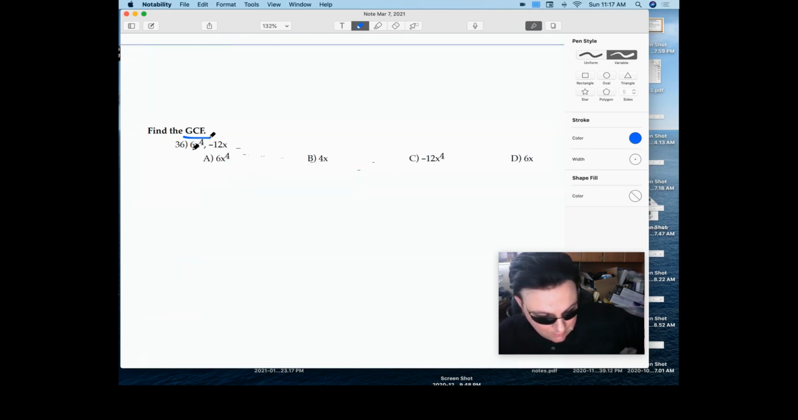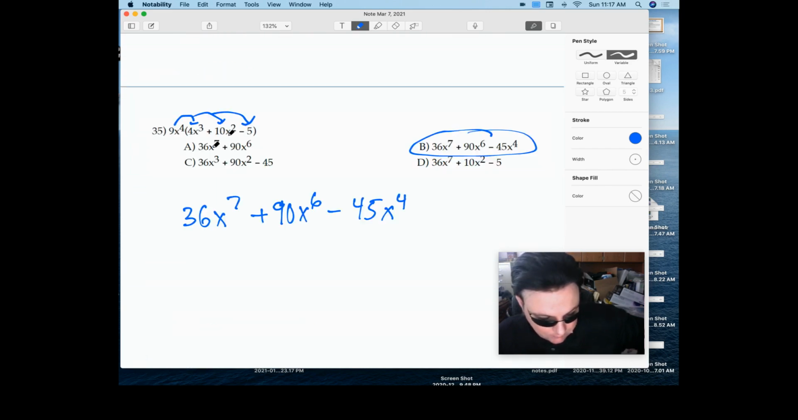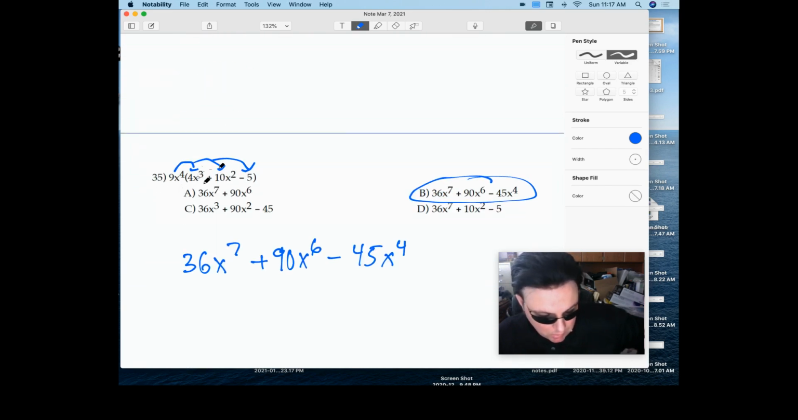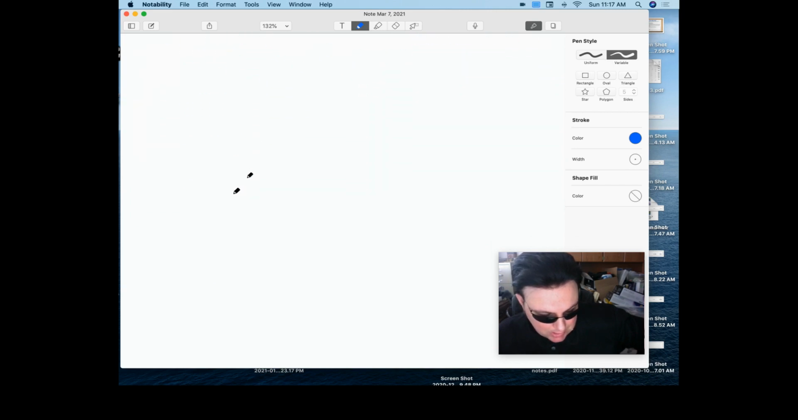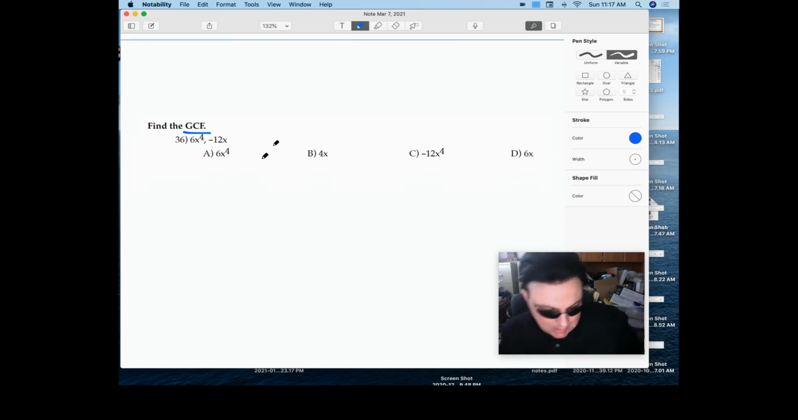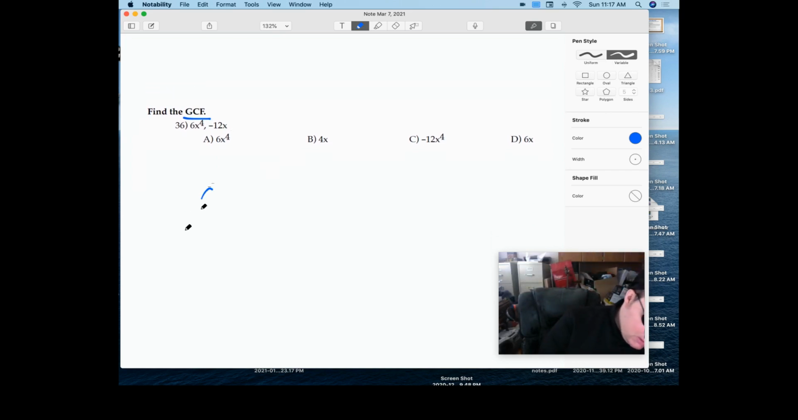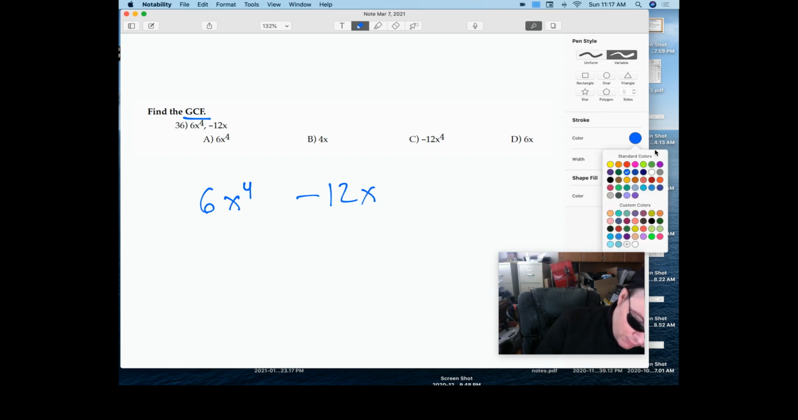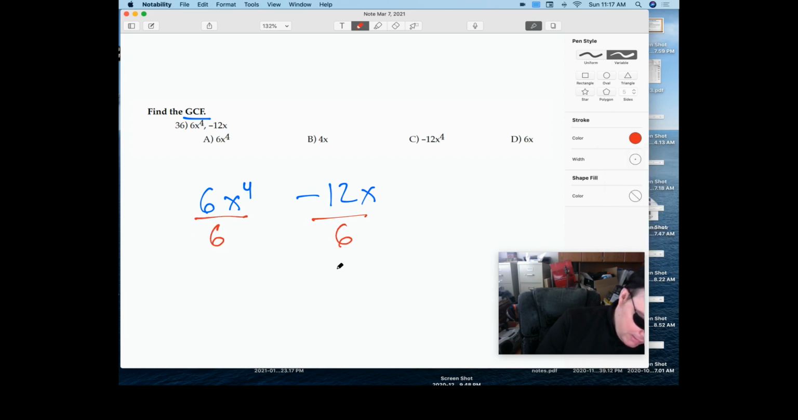So GCF is the same thing that we've been doing, but in reverse. So instead of multiplying values in through distribution, now we're going to divide values out. So what you're going to do is divide out the most that you can out of both of these. The idea here is we start with the smallest one in terms of the coefficients. The coefficients are just the numbers in front. So the smallest value is 6, and you ask yourself, can you divide both of these by 6?